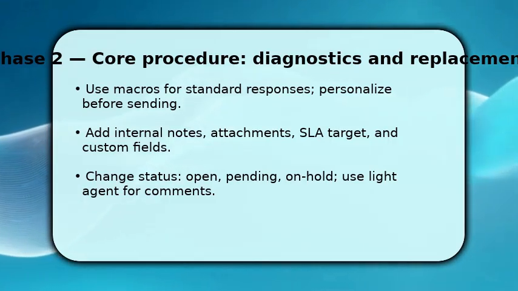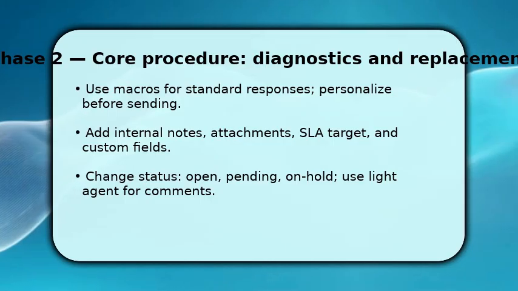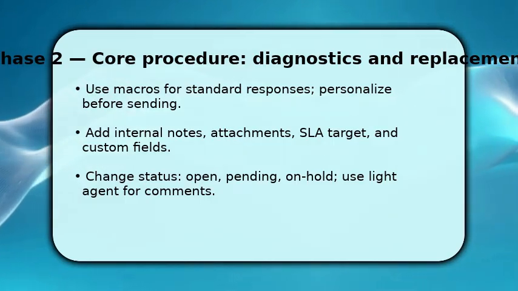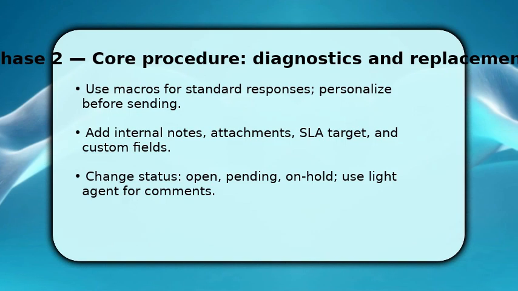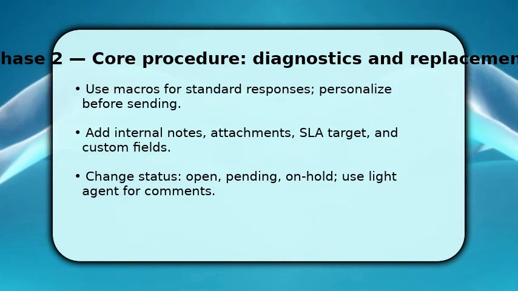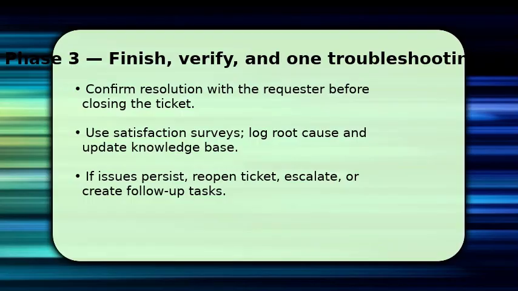This preserves context. Set SLA targets and update custom fields so reporting stays accurate. Then change status based on next action, open, pending, or on hold, so the ticket lifecycle is clear to everyone. You resolve the ticket by documenting the fix, then ask the requester to confirm the issue is closed.